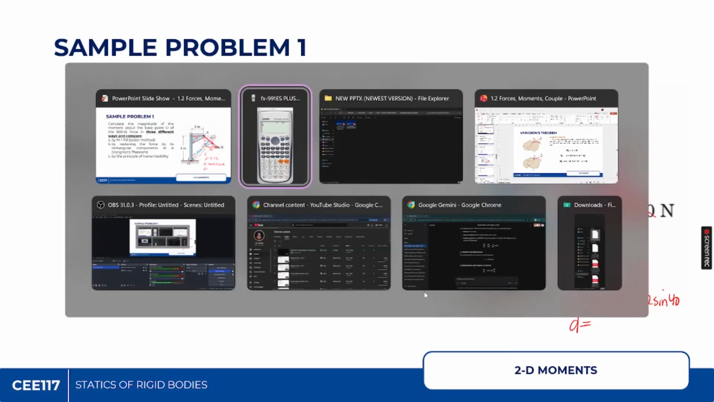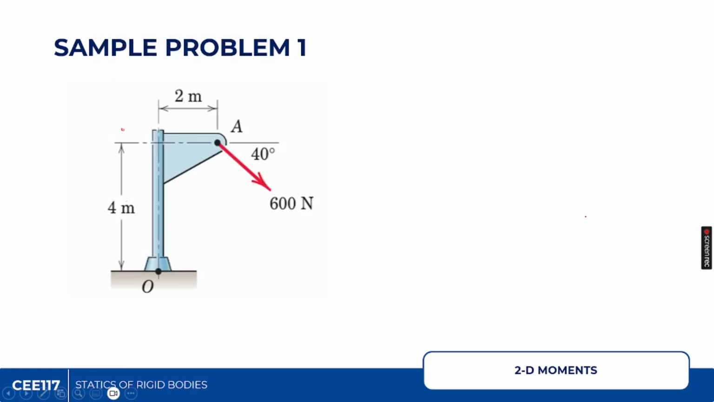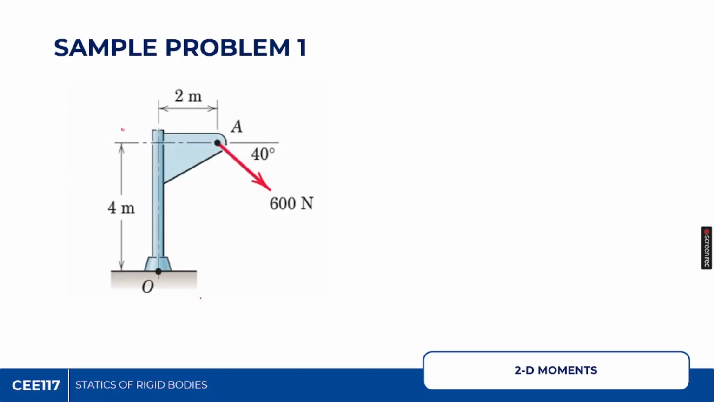If you use your calculator, that is about 4 cosine 40 plus 2 sine 40, which equals approximately 4.35. That is in meters. So, nakuha nyo ba? Again, we get the perpendicular distance.